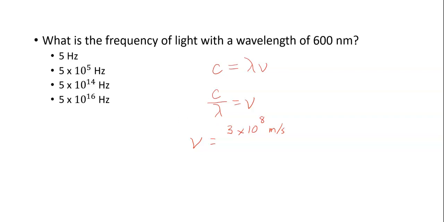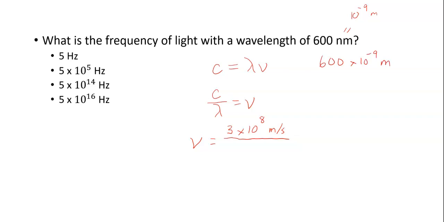And then our wavelength is 600 nanometers, but when we use this equation, it needs to be in meters. So a nanometer is equal to 10 to the negative 9th meters. So we could say that this is 600 times 10 to the negative 9th meters.